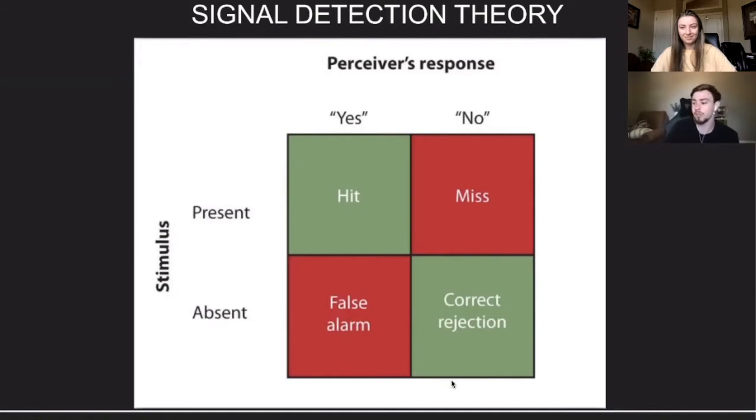And so generally the way that the MCAT tests it is they give you a scenario and then they pretty much ask, what is this? And so you just have to interpret the scenario and say, oh, I see that the stimulus was present, but the perceiver's response was, no, I didn't feel it. So that would be a miss. So that's usually the way that it's tested on the MCAT, and that's the way that you should be learning it.